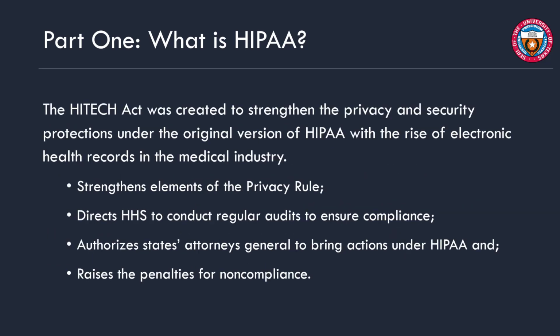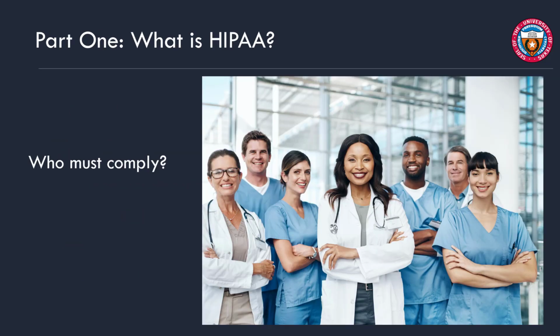The HITECH Act was created to strengthen the privacy and security protections under the original version of HIPAA with the rise of electronic health records in the medical industry. The HITECH Act strengthens elements of the privacy rule, directs HHS to conduct regular audits to ensure compliance, authorizes states' attorneys general to bring actions under HIPAA, and raises the penalties for noncompliance.